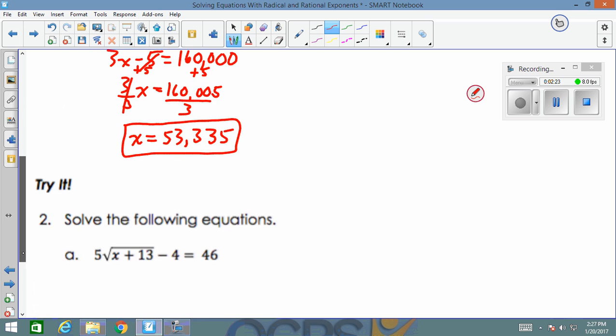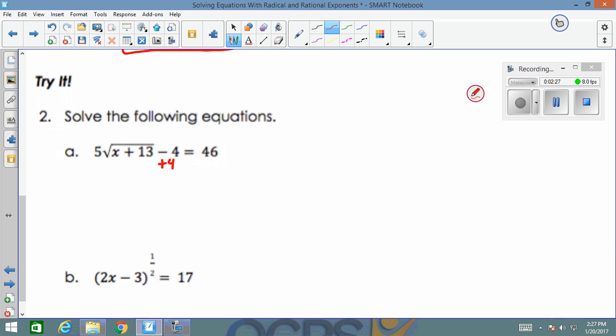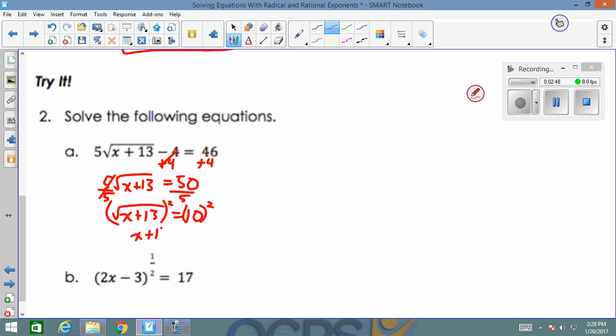Okay. So let's try the next one. First move the 4 over to the other side. 5 square root of x plus 13 equals 50. Divide both sides by 5. Square root of x plus 13 equals 10. So again, everything that's on the outside will move over first. And after we do that, then you can square both sides. So you get x plus 13 equals 100. Subtract 13. So you get x equals 87.